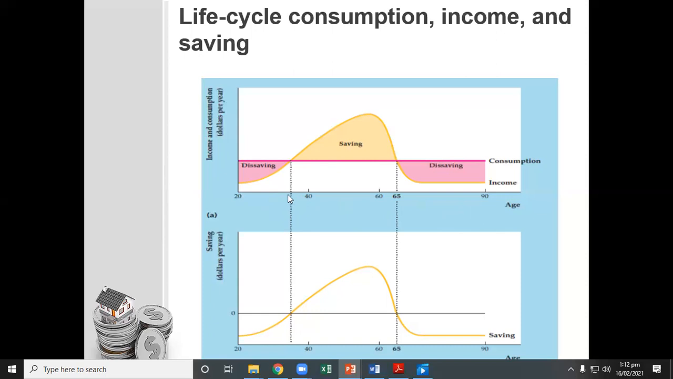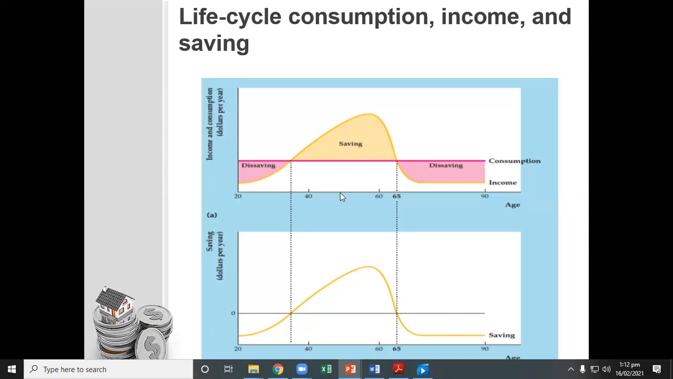In the initial phase of your life, you will dissave: you consume more and you have no income, and you can see the difference between income and consumption is dissaving. Over the years you will start earning, so you can save some of your income, which you can enjoy in a later part of your life.